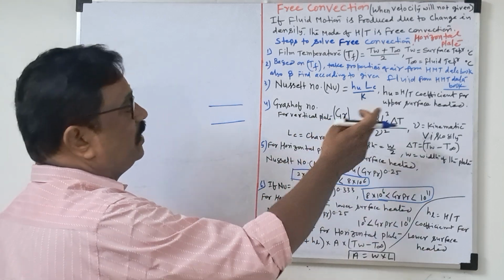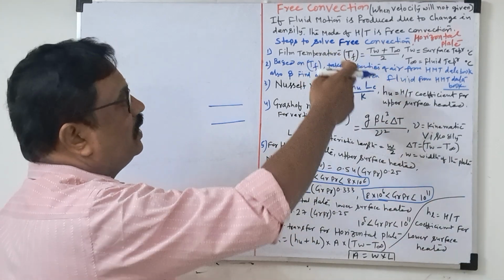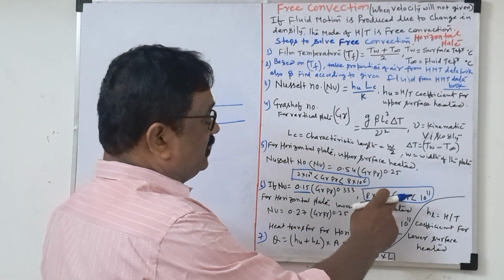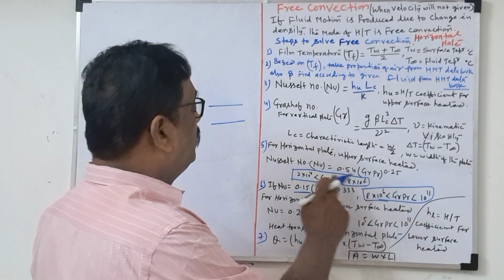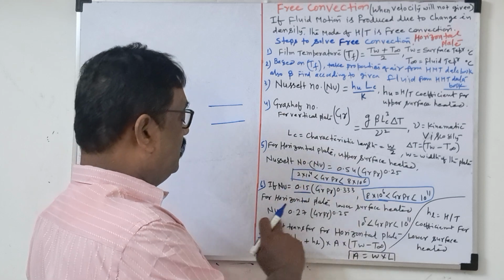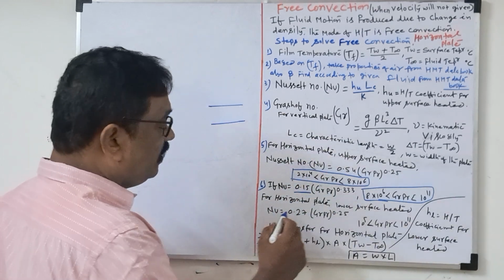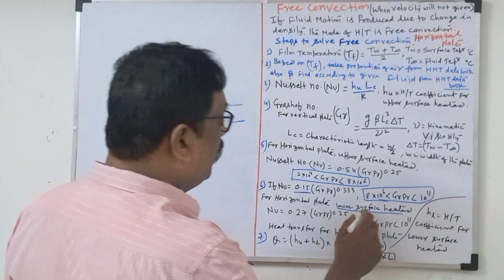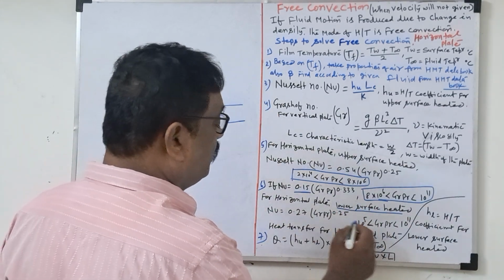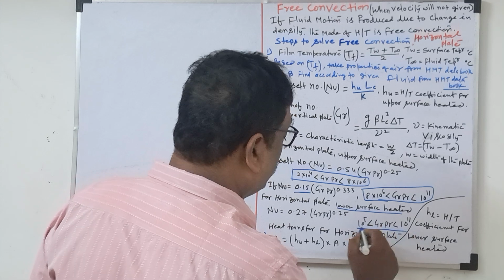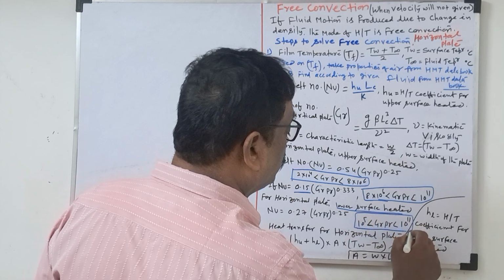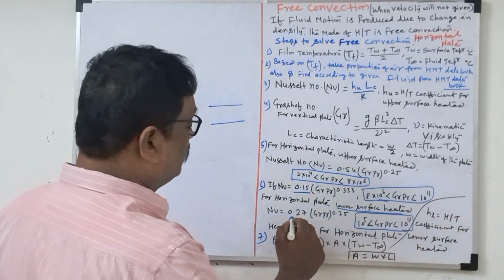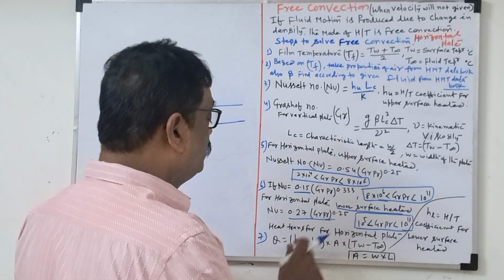So we find the Grashof number, then the Prandtl number, taking the properties at the film temperature. Then we see which range applies, and according to that we select the Nusselt number. If the horizontal plate lower surface is heated, what is the range? The range for the product Gr Pr is 10 power 5 less than Gr Pr less than 10 power 11. In that case, this is the Nusselt number formula.